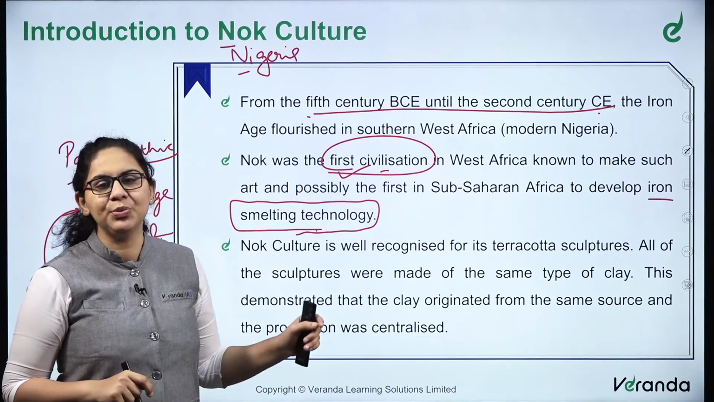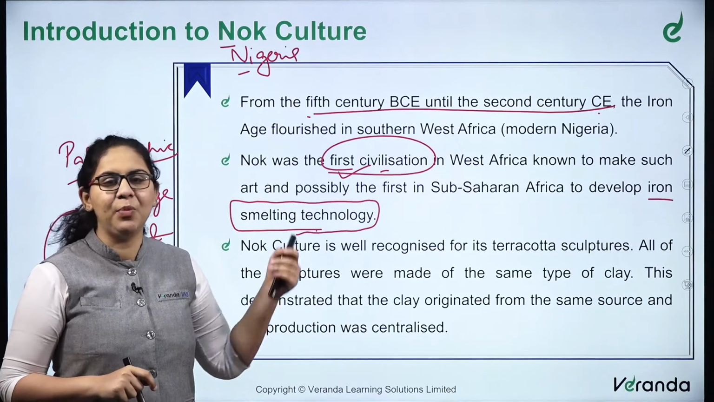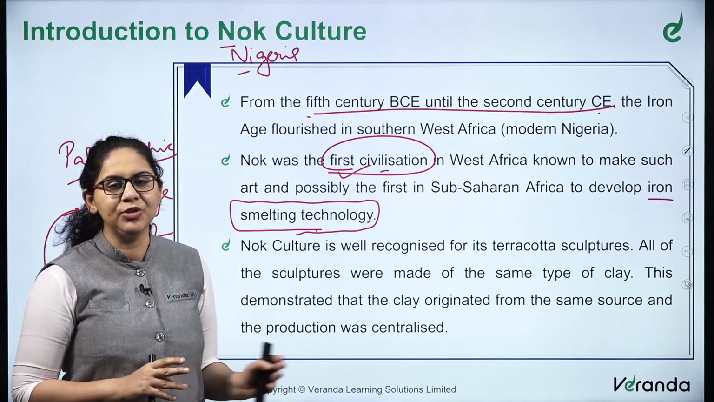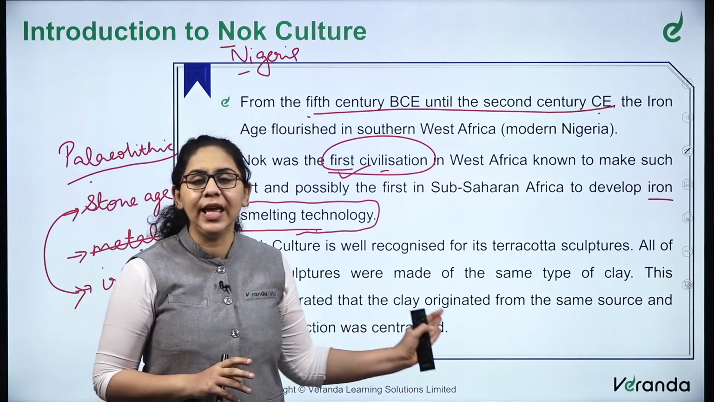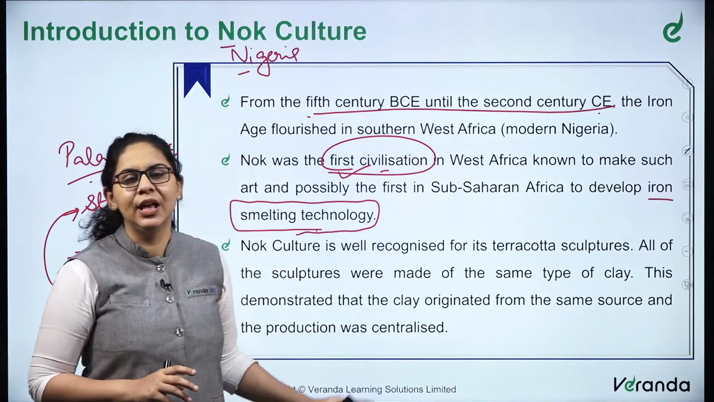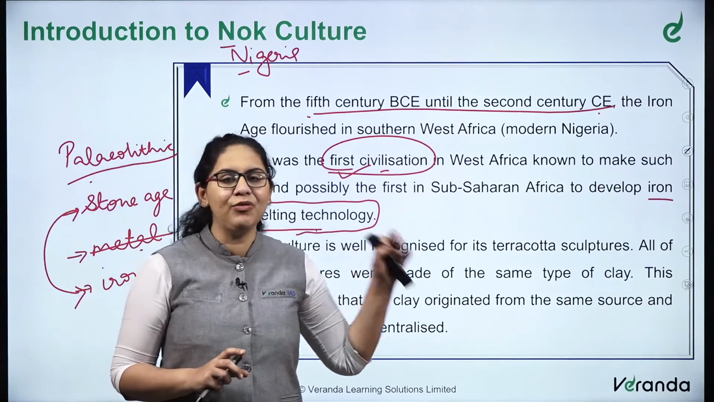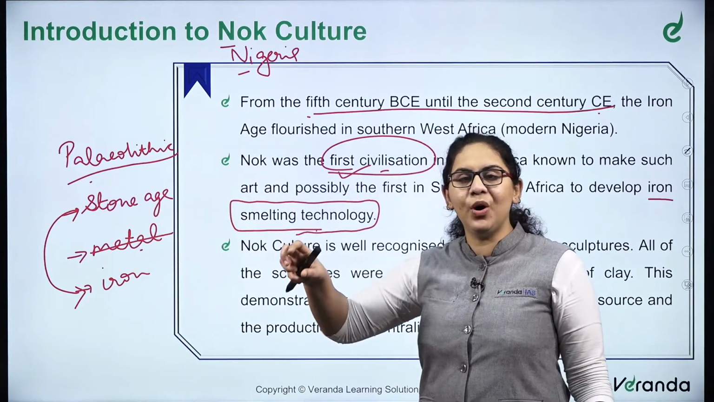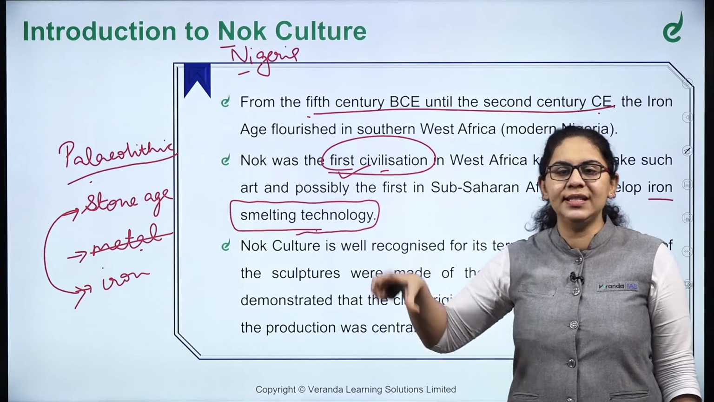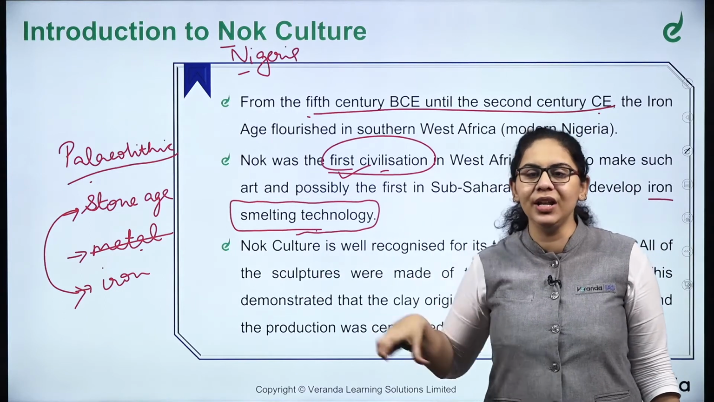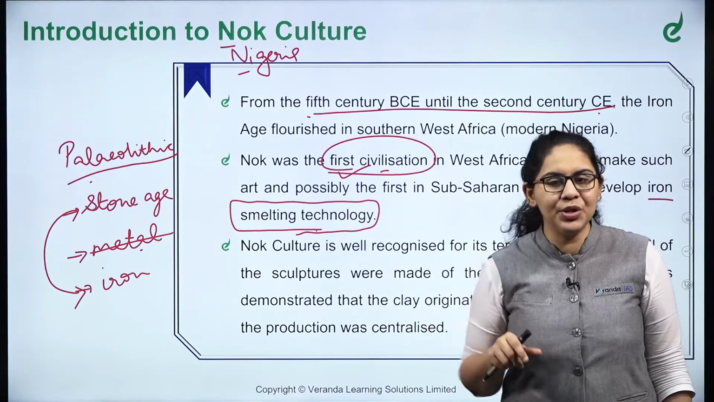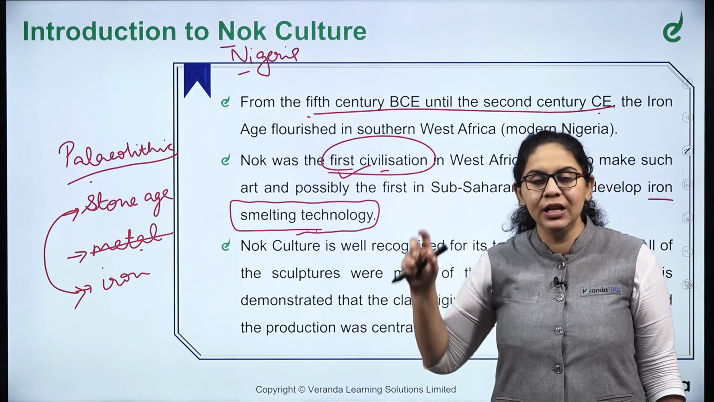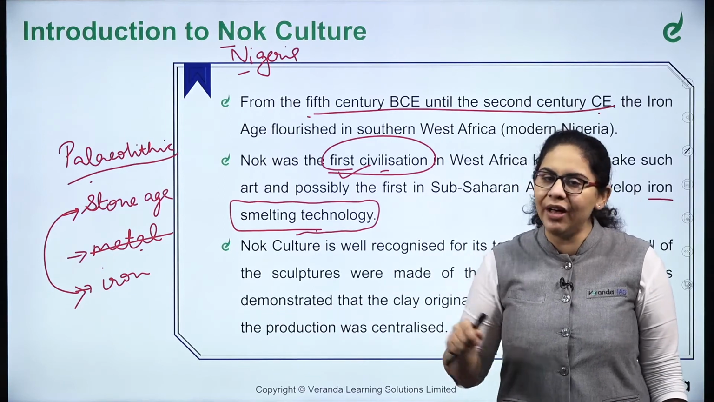All of the sculptures were made of nearly the same type of clay. This demonstrated that the clay originated from the same source and the production was centralized. The clay was probably from the same source and from one center. Because if it were local or regional, the variety of the clay would have differed.